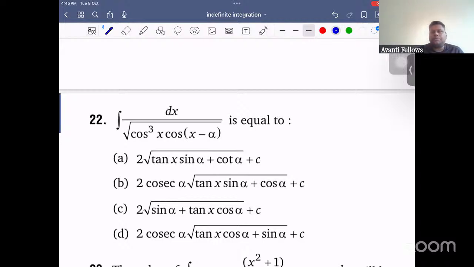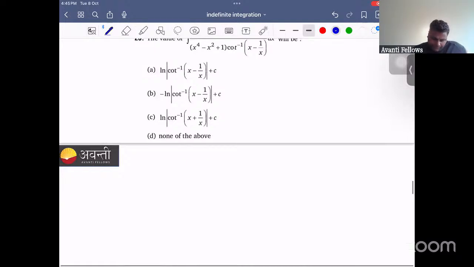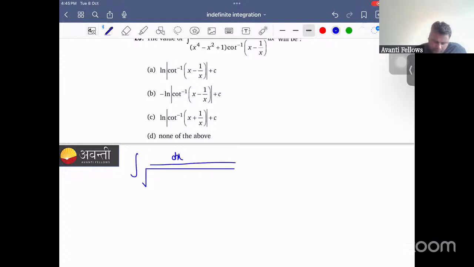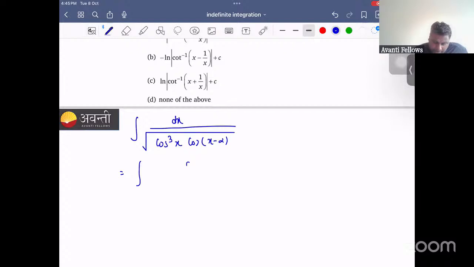Well, now, let's see. The question is very good. dx upon the square root of cos cube x cos of x minus alpha. See, integration dx upon under root of cos cube x into cos of x minus alpha. Now see, this can be written as dx upon under root of cos cube x, and this one I can write as cos x cos alpha plus sin x sin alpha. Am I correct?